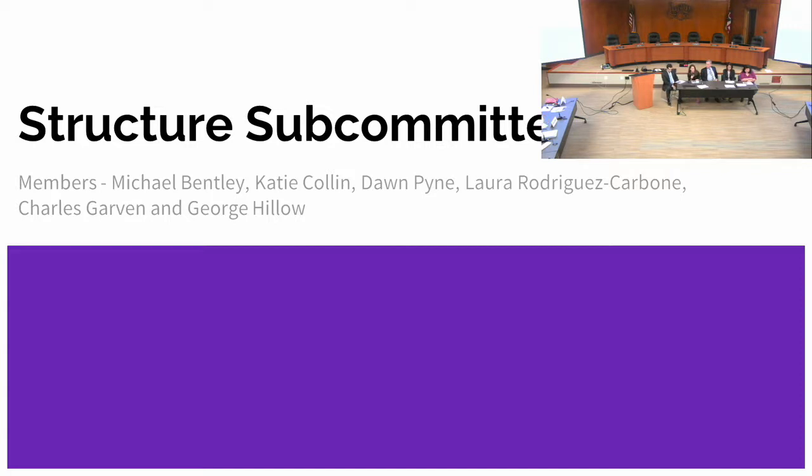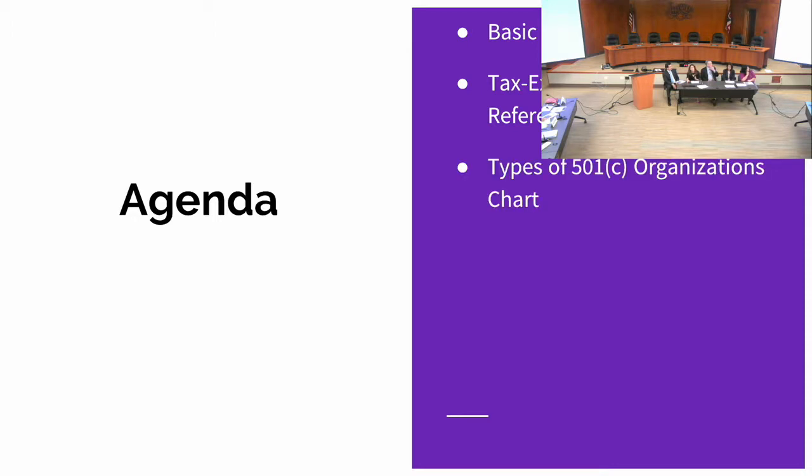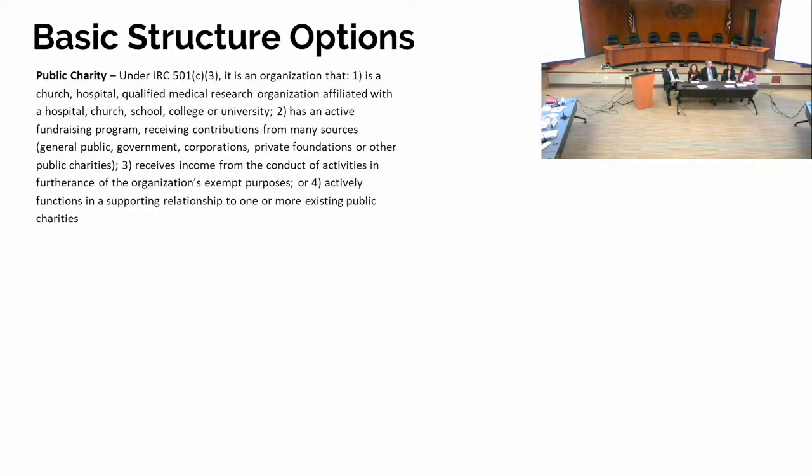So we will start with some basic structure options. Then move on to a couple reference charts that Mike was able to find for us. Then we'll go over the chart, the actual spreadsheet together, specifically for the pros and cons that we've put together. We'll go through some examples, local and nationally. Mike's going to lead us through the financial outlook. And then we'll go through some suggested next steps. So we'll get started with options.